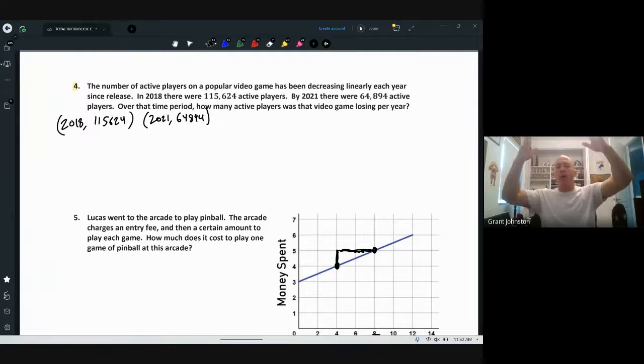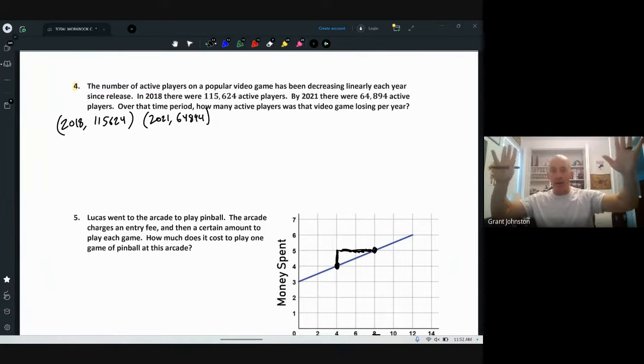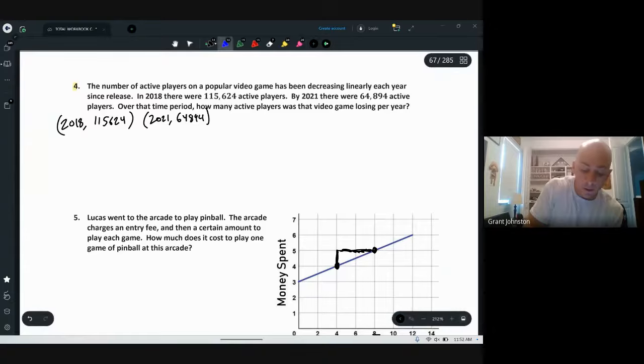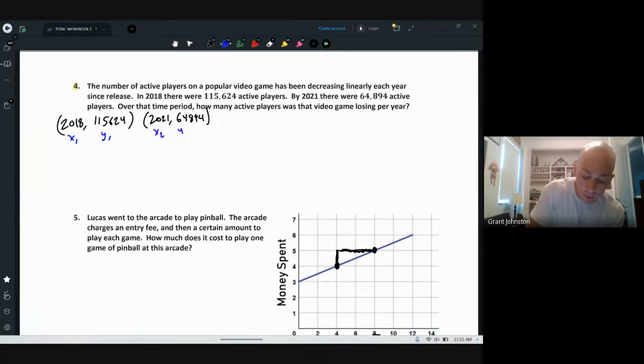So we're trying to figure out how many it was losing per year. It's kind of like a unit rate. How much is it losing each year? So we went from about 115,000 all the way down to 64,000. So that dropped quite a bit, almost 50,000 or something, over those years. But mathematically, I'm just going to use the formula for this. So I'm going to say this is x1, y1, x2, y2.